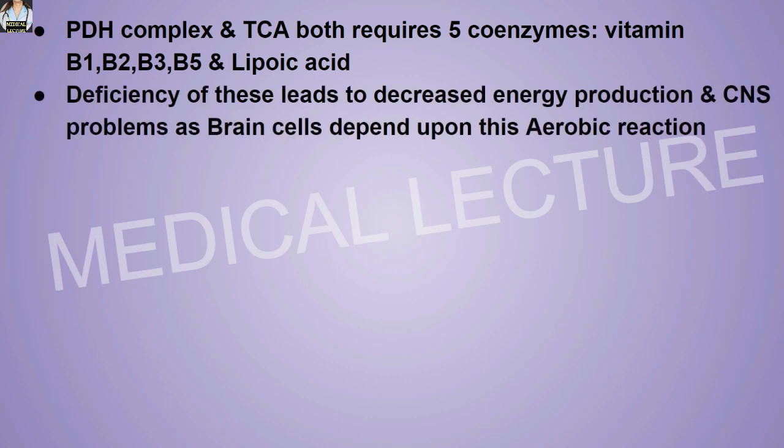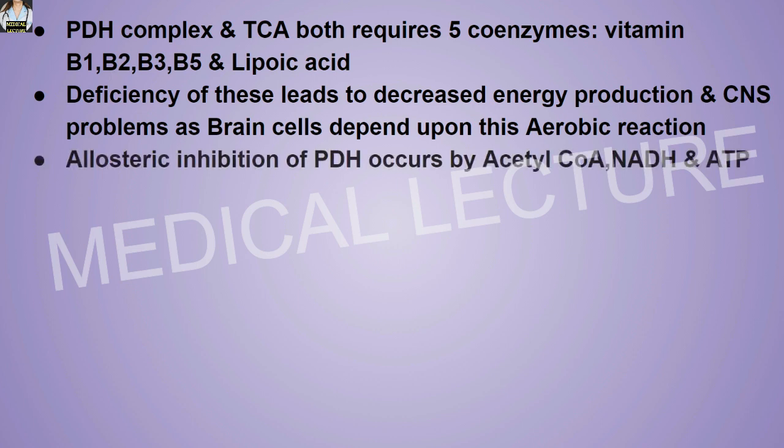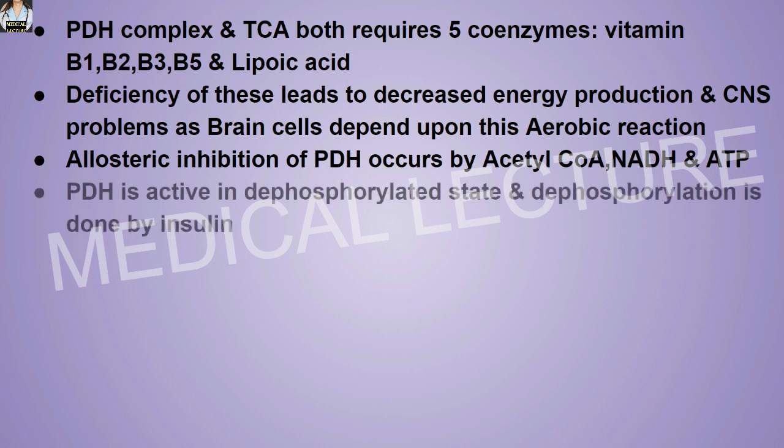Deficiency of these leads to decreased energy production and central nervous system problems, as brain cells depend upon this aerobic reaction. Allosteric inhibition of pyruvate dehydrogenase occurs by acetyl-CoA, NADH and ATP. Pyruvate dehydrogenase is active in the dephosphorylated state, and dephosphorylation is done by insulin.